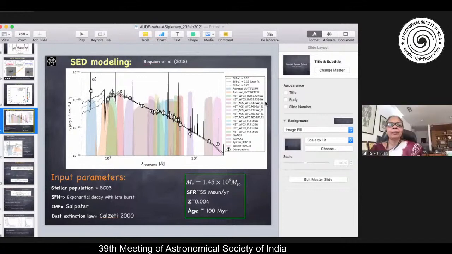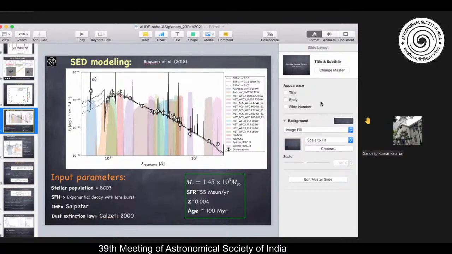Sandeep Katare. Yeah, nice to connect. I had this question: in the redshift range where you detect this source, theoretically, is there any estimate of how many sources we expect? Is there any theoretical estimation?